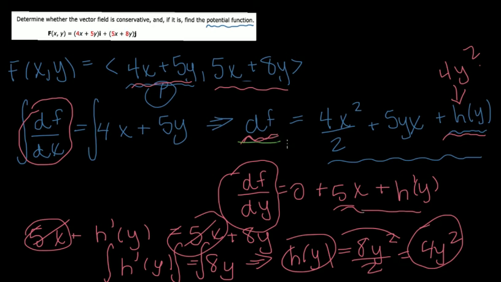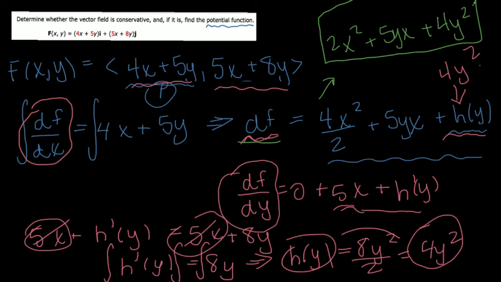Here is our potential function. Simplified, 4 over 2 is just 2x squared plus 5yx plus 4y squared. And that would be our potential function. That is the final answer to the problem.